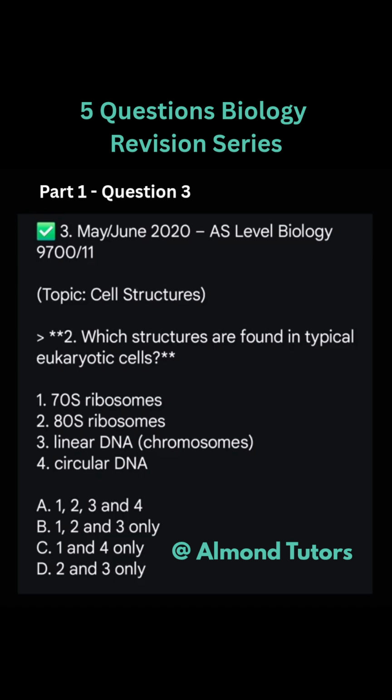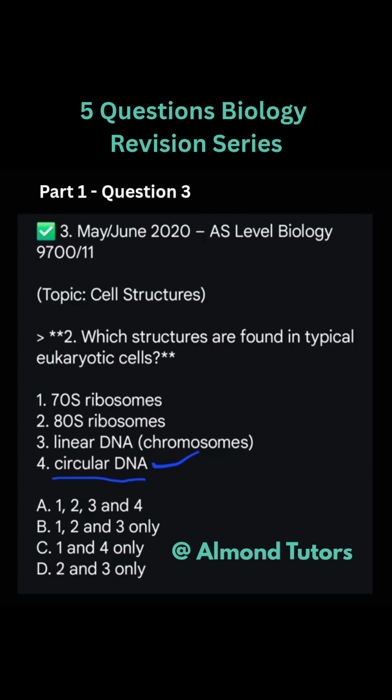That means prokaryotic cells, like bacteria, have circular DNA. So mitochondria, which are found within eukaryotic cells, or chloroplasts, which are found within eukaryotic cells, therefore contain circular what? Circular DNA. So circular DNA, we can tick that and say it's found in eukaryotic cells.